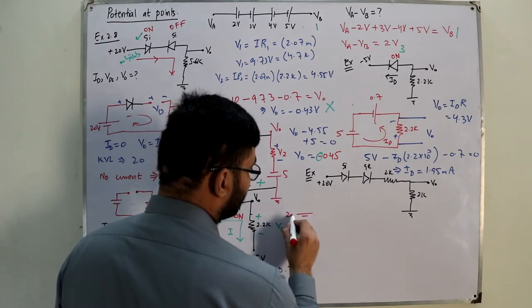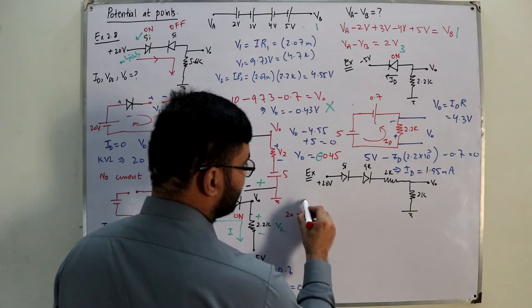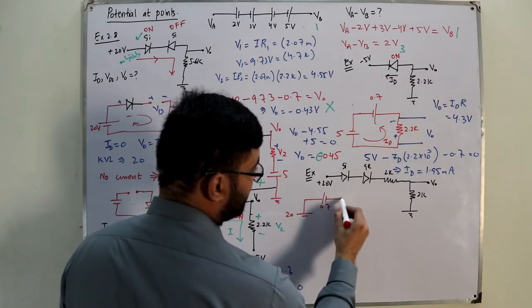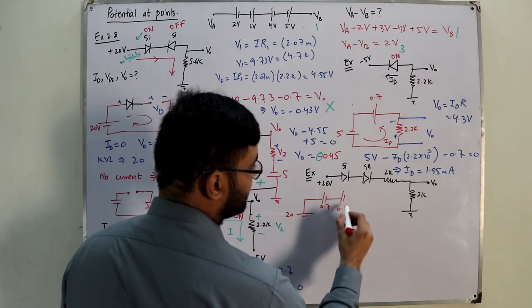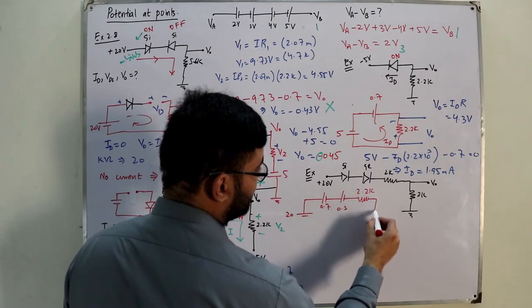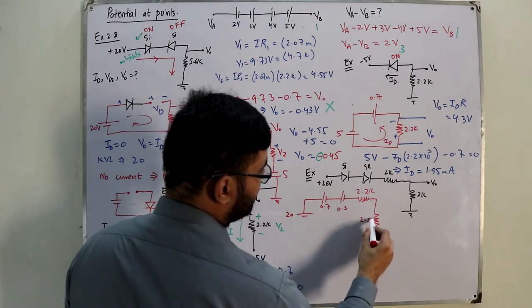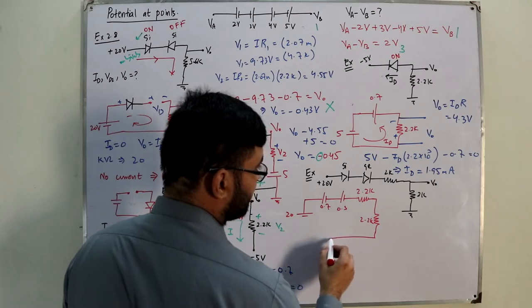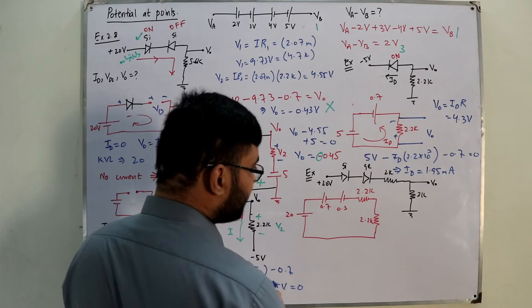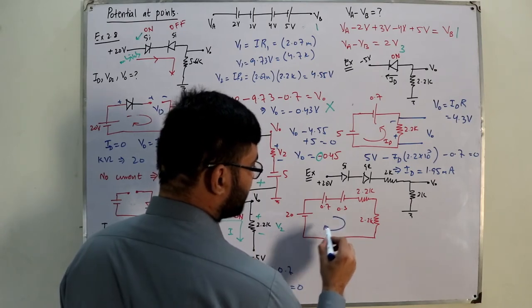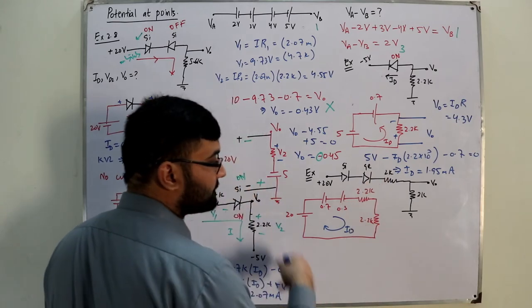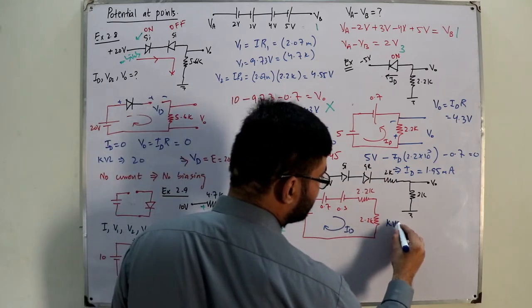Let's say this is first of all your 20 volts. Then you have this silicon, which is 0.7 volts. Then you have this germanium, this is 0.3 volts. This is a 2 kilo ohms resistor, and this is a 2 kilo ohms resistor. And that is it. A current will flow in the circuit. Let me name it ID. Apply KVL.